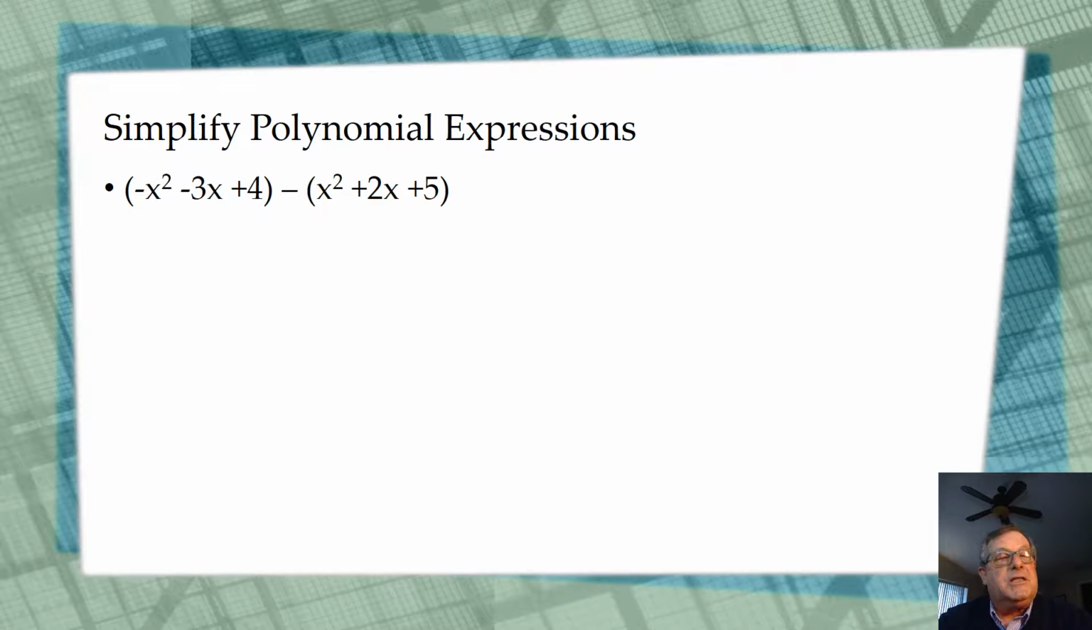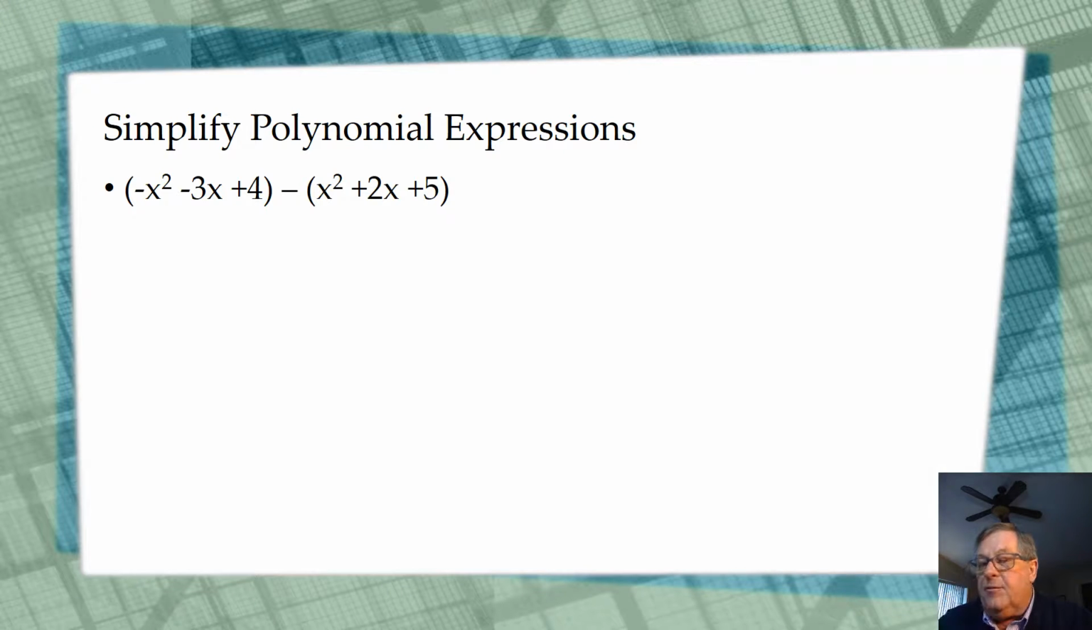Well, now let's look at simplifying polynomial expressions, and we're going to first start with just some adding and subtracting. And so we've got two polynomial expressions here. We've got negative x squared minus 3x plus 4. And then subtracting from that is x squared plus 2x plus 5.